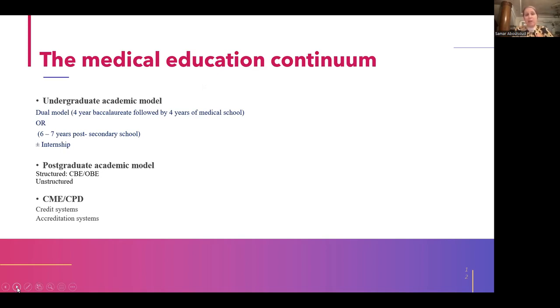The postgraduate academic model is either structured, which is based on competence-based or outcome-based education, adopting the CanMEDS or the ACGME standards, or unstructured, like some systems that only depend on the duration of residency without a structured format. The CME CPD system, which is our concern today, includes credit systems and accreditation systems, and again, the availability and the maturity differ from one country to another, as we're going to discuss in the next few slides. Next, please.